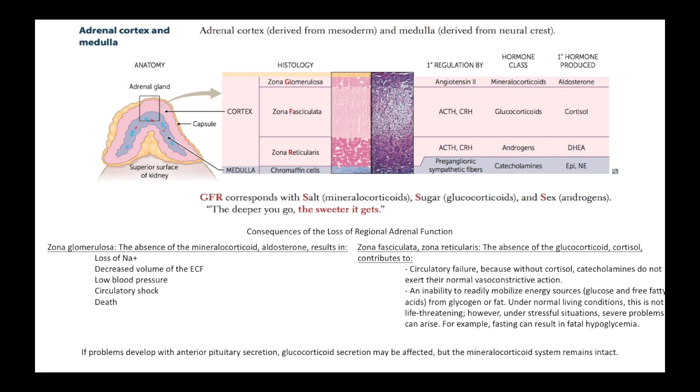So the adrenal gland has two main regions, the cortex and the medulla. The cortex is derived from mesoderm, and the medulla is derived from neural crest, which is part of ectoderm. The cortex can be divided into three particular zones called the glomerulosa, the fasciculata, and the reticularis. And you can see their histological differences here.